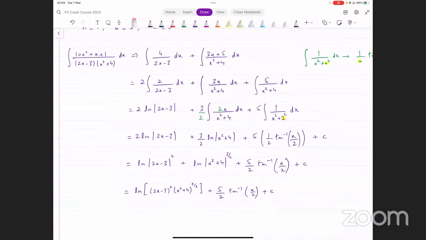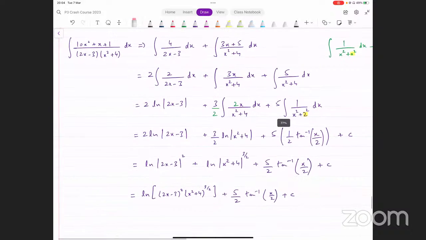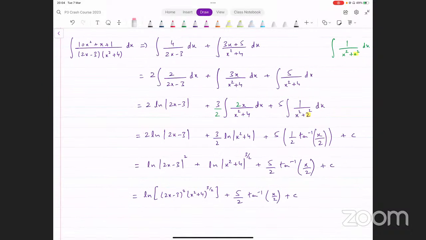I'll summarize all of this in the next class, and then we will learn one more method for integrating fractions, and we will do some practice questions after that on whatever we've done until now.